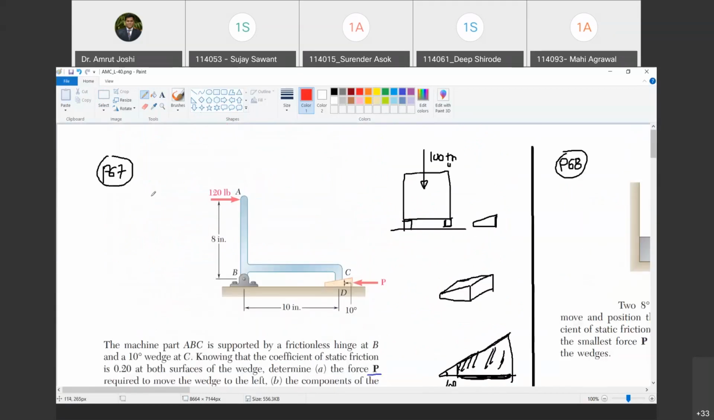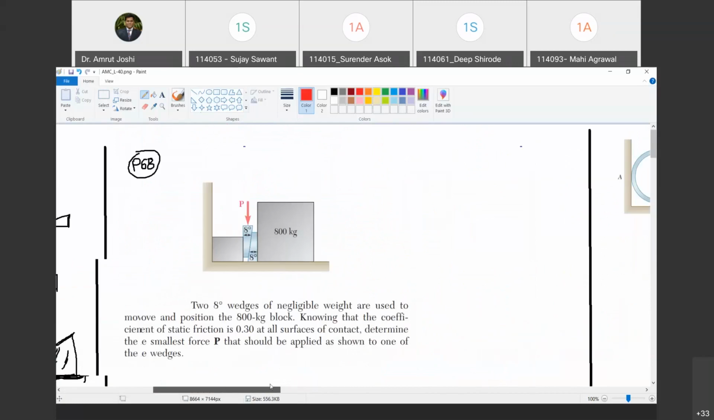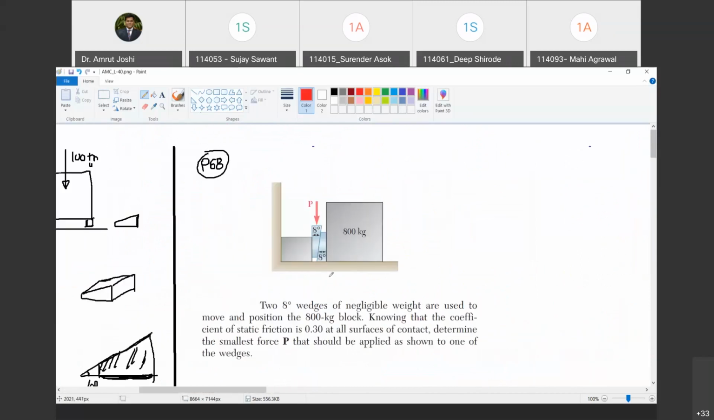So this is problem number 67. Now can you read the statement of problem number 68 for me? Two 8-degree wedges of negligible weight are used to move and position the 800 kg block. Knowing that the coefficient of static friction is 0.30 at all surfaces of contact, determine the smallest force P that should be applied as shown to one of the wedges, right?